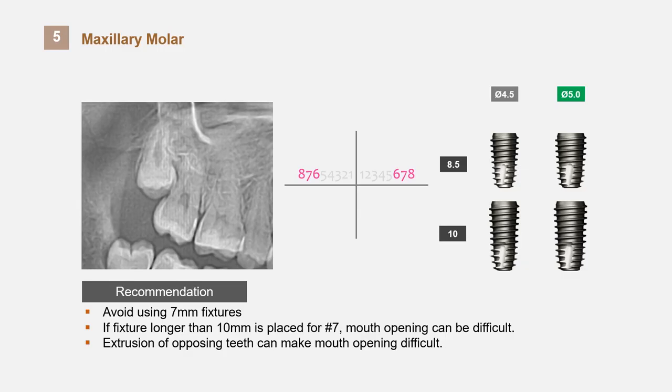In the case of posterior tooth in the maxillary, there is more limitation in opening with longer length, thereby generating difficulties in drilling or placing. As such, it is also important to know that the limitation in opening can become more severe if the opposing teeth are extruded.